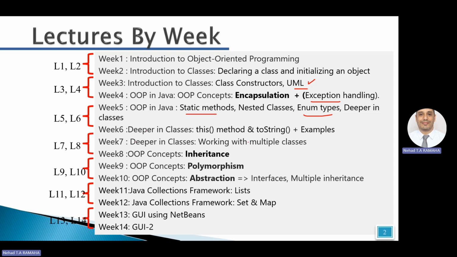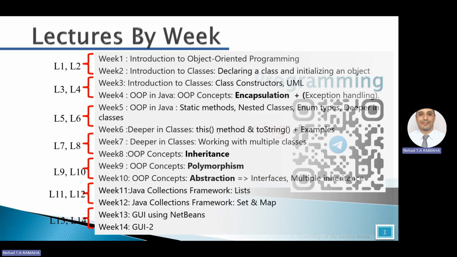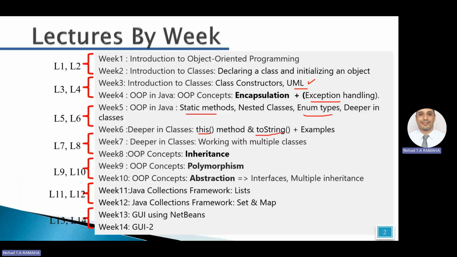So in week 6, we will take some special keywords, okay, like this. It has the same meaning. This what? This is the object of the class that we use in this place of the code. We will mention it when we reach it. And another special method, which is toString, with some examples.